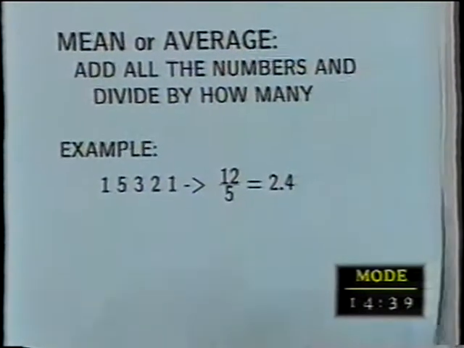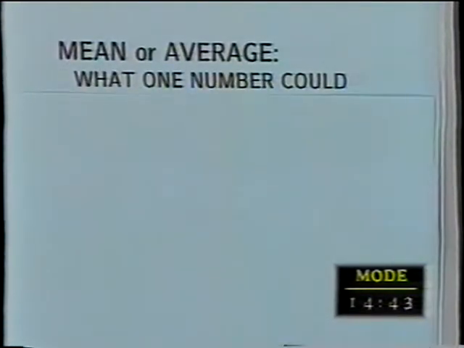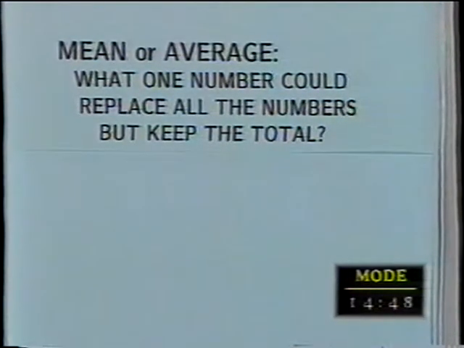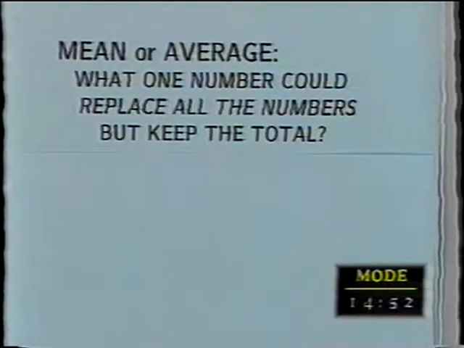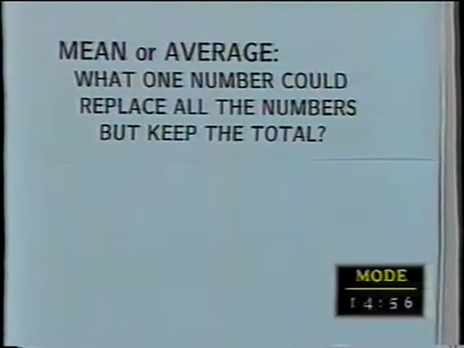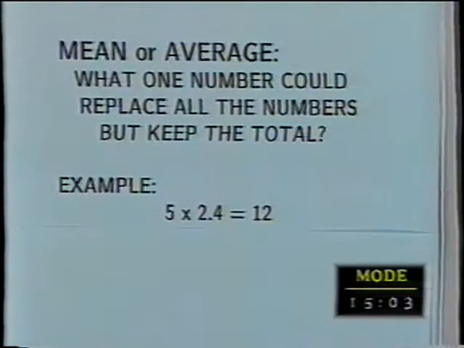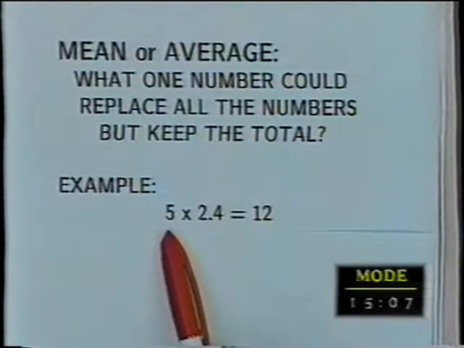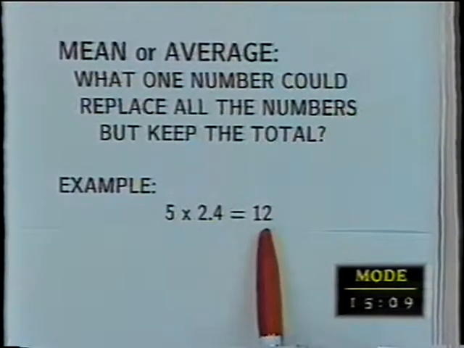This mean or average answers the question: what one number could replace all the numbers but keep the total? See, these other measures, median and mode, once you're given that number, the rest of the numbers disappear and they have no way of getting them back. Well, what if I'm interested in the total number? I want to keep the sum. You can always get the total back merely by multiplying the average by how many data points you have. That gives you the total back.